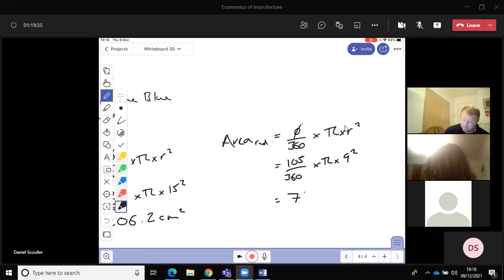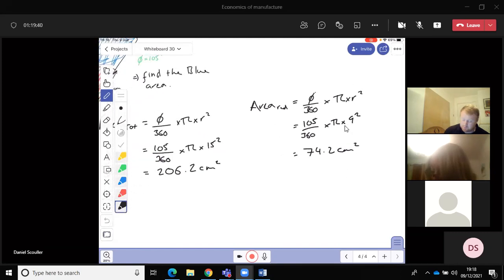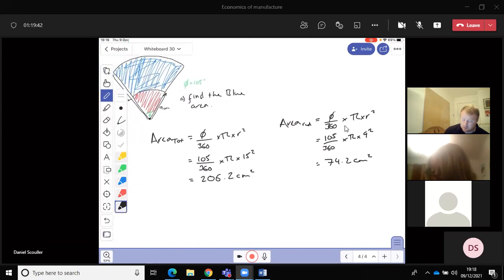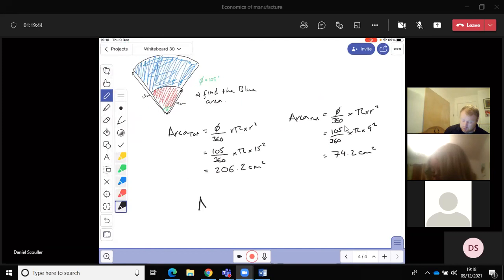Got 74.2 centimeters squared. Okay. So area blue equals area total minus area red.